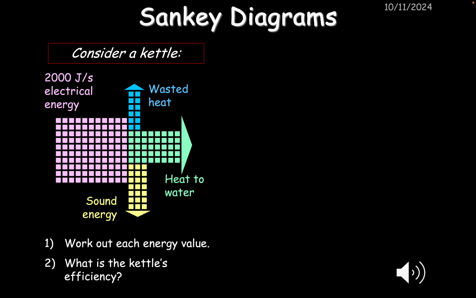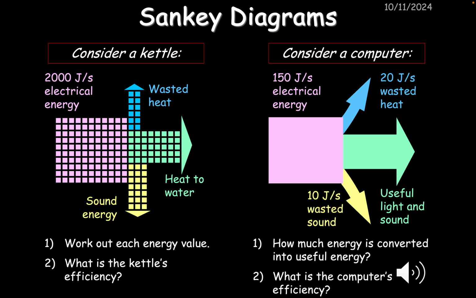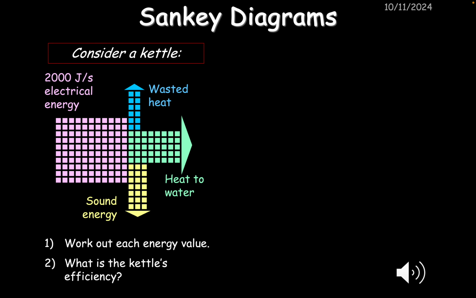So if you work out the energy value for each part of the arrow, you just do the thickness, so if it's drawn to scale, you can work it out. So you can work out, for example, that 5/10 of it is green, 2/10 of it, each square representing a percentage, and so on. And 3/10 of it becomes sound. So you could work out the efficiency.